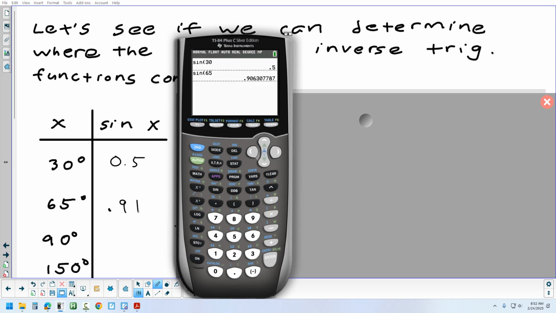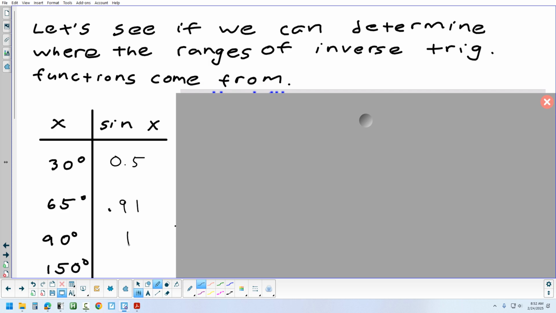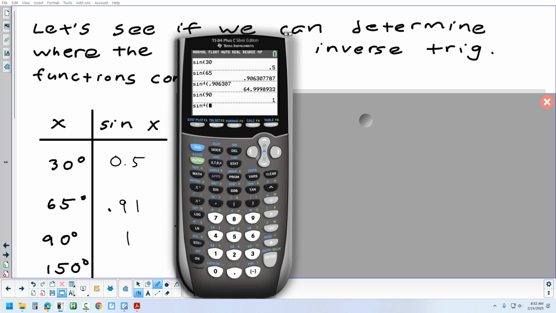So now let's think about these two. If I take the inverse sine of 0.906307, I'm not going to type it all in, but if I take the inverse sine of this number, when I hit enter, what answer should I get back? 65. Yeah, and I get about 65. I didn't type it all in, but I get 64.999. That's 65. Okay. So let's type in sine of 90, and I get 1. So now if I do inverse sine of 1, what number should I get back? This time I'll get exactly 90 because that's exact, it's not rounded.